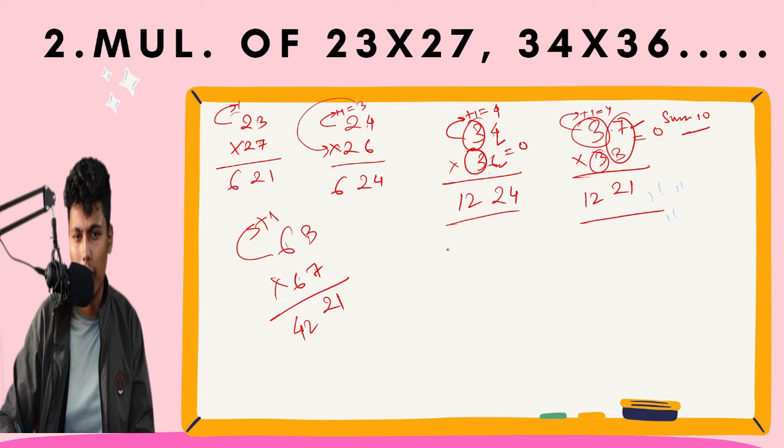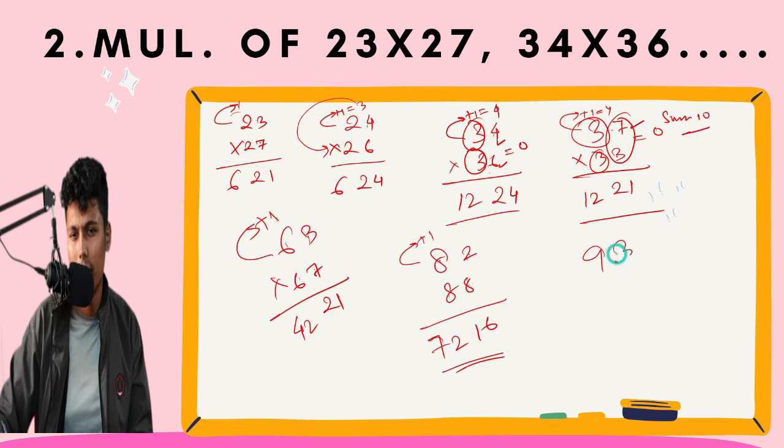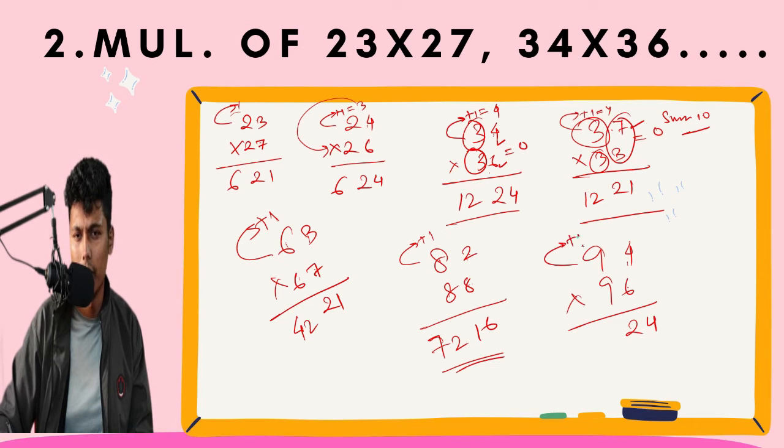right? Let me take one more number like 82 into 88, 8 8 same, 8 plus 2 10, so we can use 8 2 is 16, okay. 8 plus 1, which will be 9, 9 8 8 9 just 72, right? So 7216. Let me take any number like 94 into 96, so 6 4 are 24, 9 you do plus 1, which will be 10, 10 9 are 90.